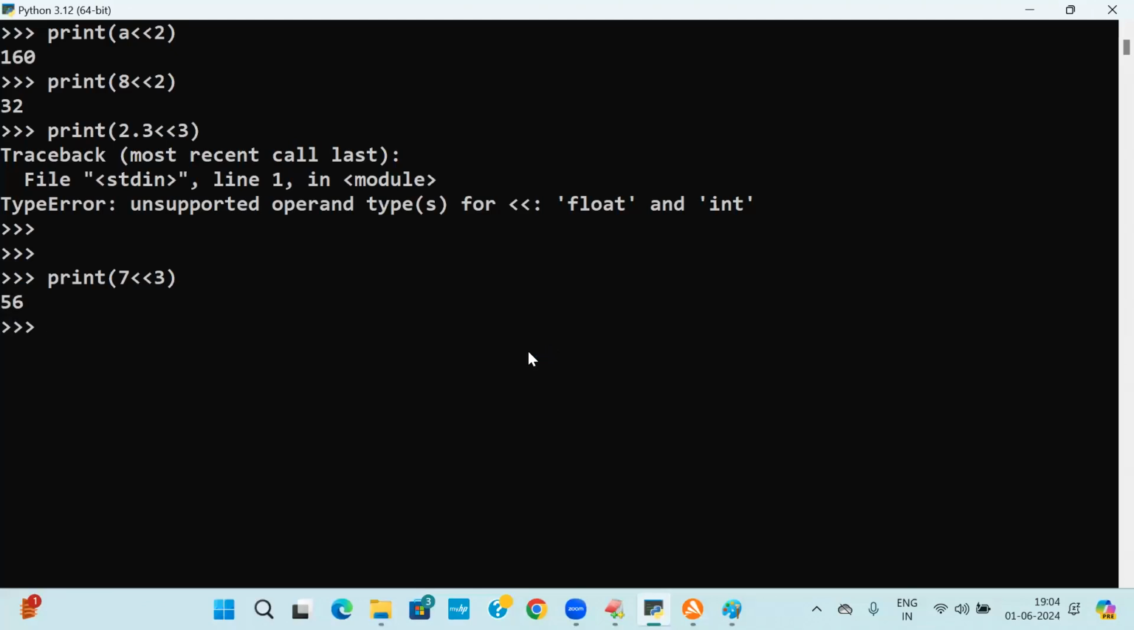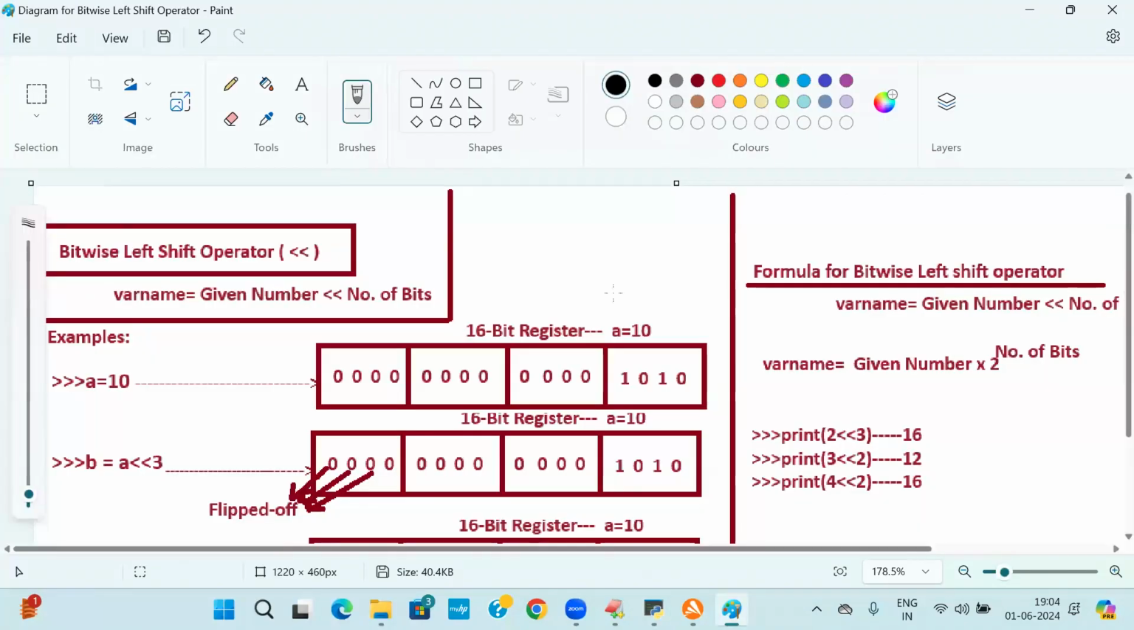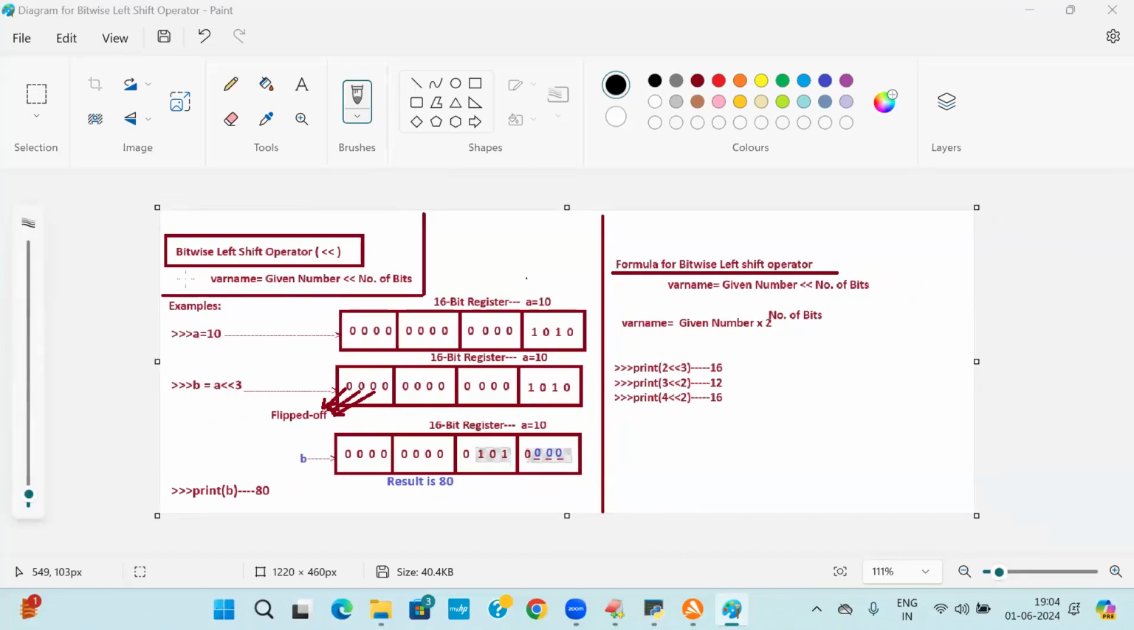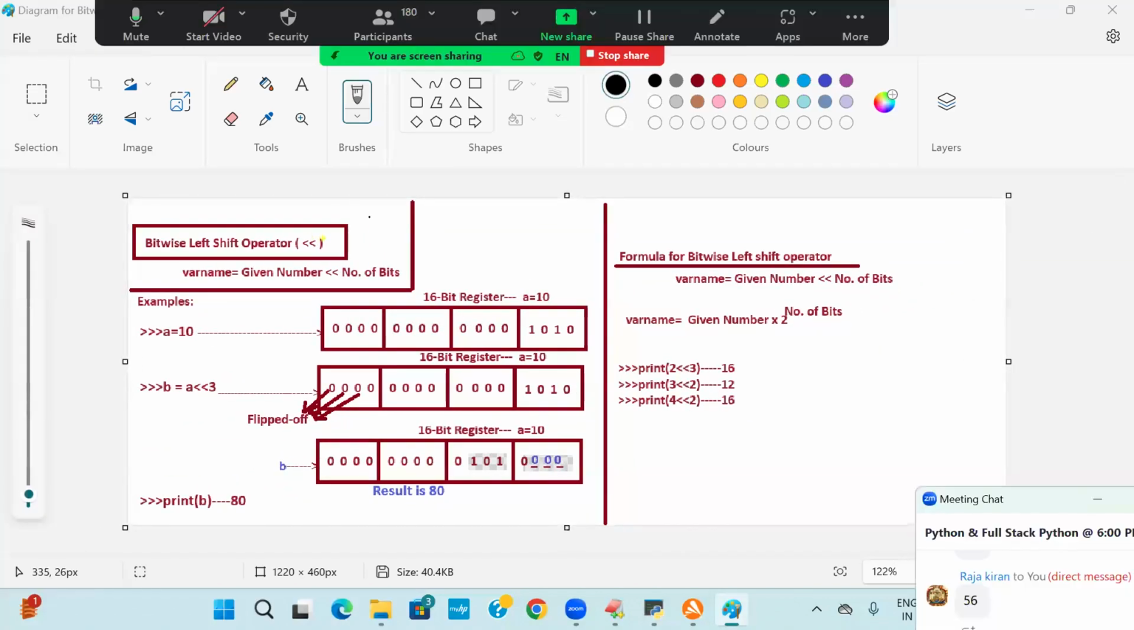56. Easier. Okay, come to the diagram. See the diagram for you. How beautiful a diagram I drew here. Left shift operator. Syntax: variable name, given number, double less than number of bits.